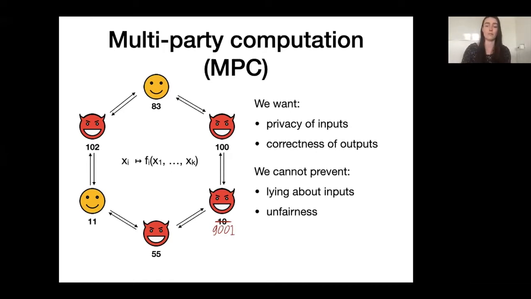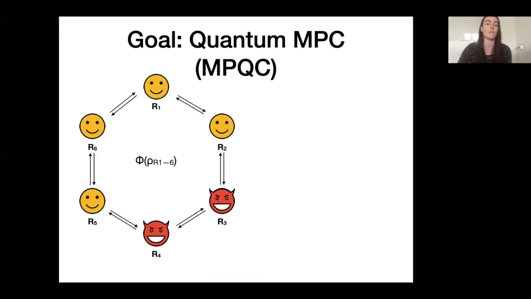Okay, so now that we've reviewed the definition of classical MPC, I'm ready to talk about what we're really here for, which is quantum multi-party computation. The setup is very similar, except that now each player gets a quantum register holding an input, and they want to compute some efficient quantum map phi on the joint state of all the players. Note that I do not make any assumptions on whether or not these inputs are entangled or whether or not they can even be efficiently prepared.